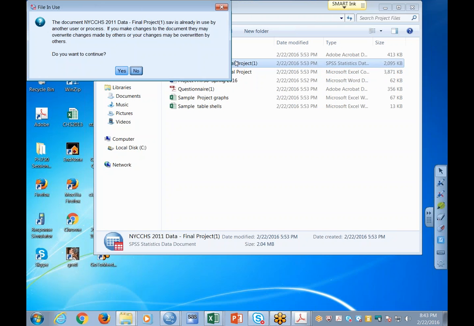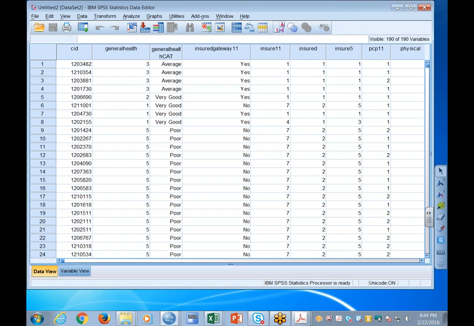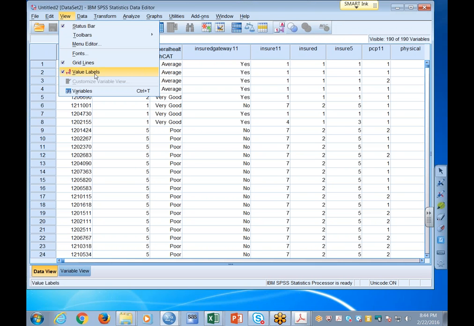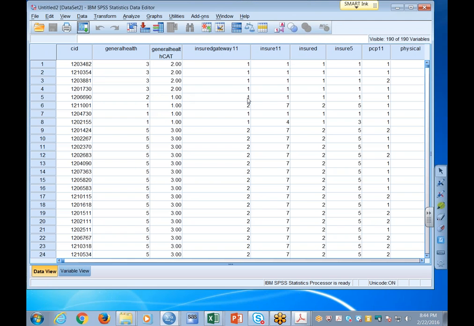When we open it, it's going to look very similar to the input that we had. I'm going to hide that. It's going to look very similar to the data that we had in Excel, right? 1 through 5s, and insured, 1s and 2s, ones, twos, threes, and fours, whatever. This might be insured and not insured. This might be the type of insurance that they have, and so on and so forth. Well, how do we know what these numbers represent?